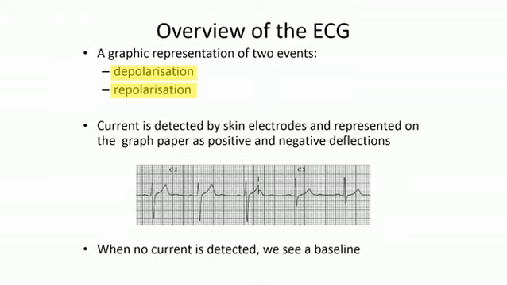Current is detected by electrodes or conductors which are placed on the skin and is represented on the ECG graph paper as positive and negative deflections called waves and complexes. When no current is being detected, you can see a flat line called a baseline.